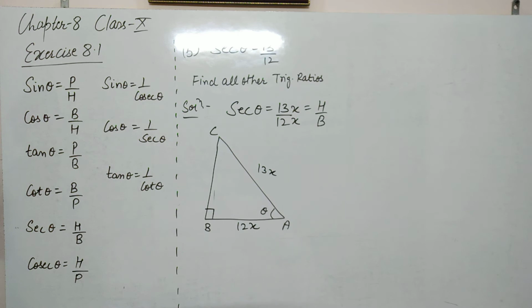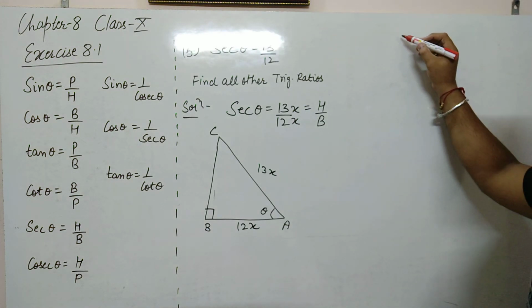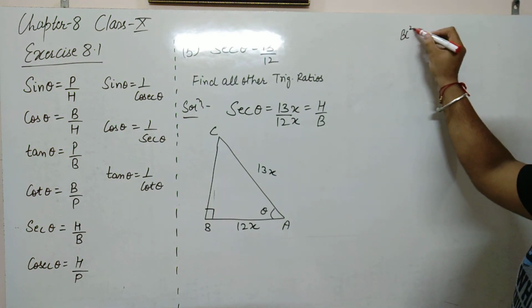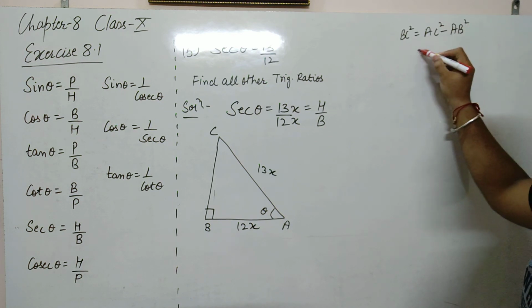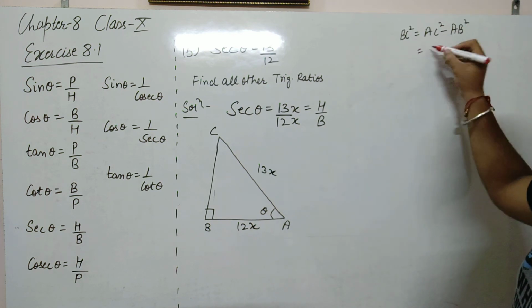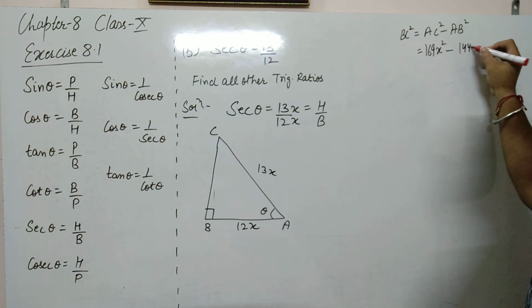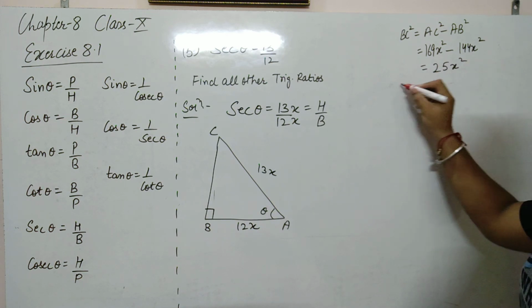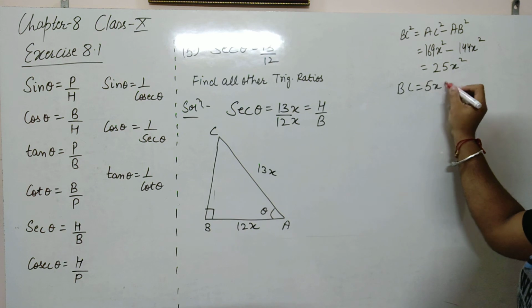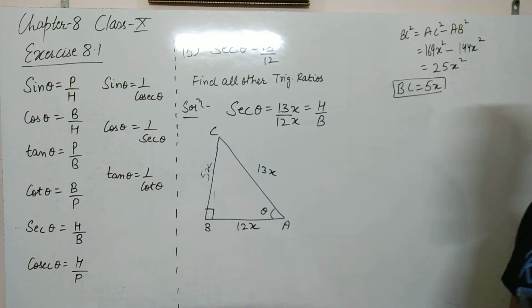Clear? So we will use Pythagoras theorem to find the third side. So from here we can write BC square is equal to AC square minus AB square. So this will be 13x square, 169x square, minus 144x square. So this will be 25x square. So BC will be equal to 5x. So this is 5x. Now all the three sides are known.